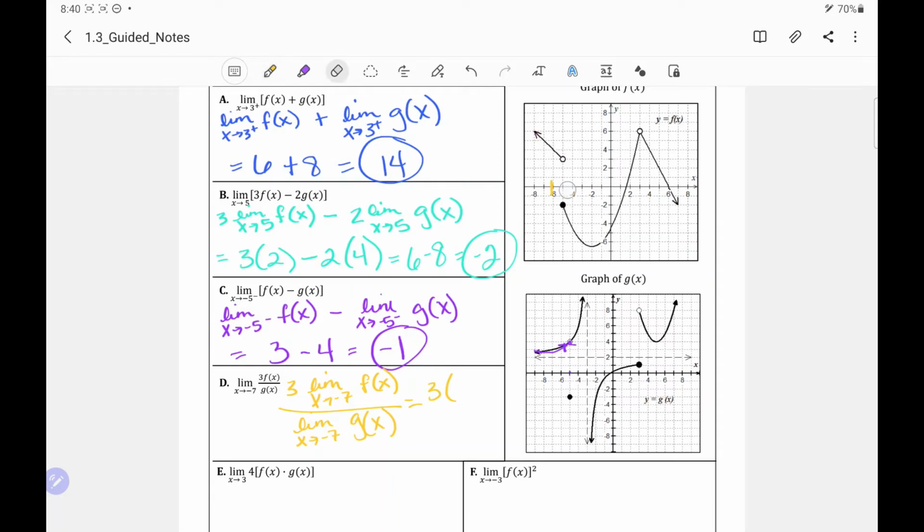Let's erase my purple marks. If we're coming to negative 7 from both directions, perfect. This is a linear part right here, so it's just 3 times 4 divided by, looking at g of x, negative 7 is right here, so we are at positive 3.